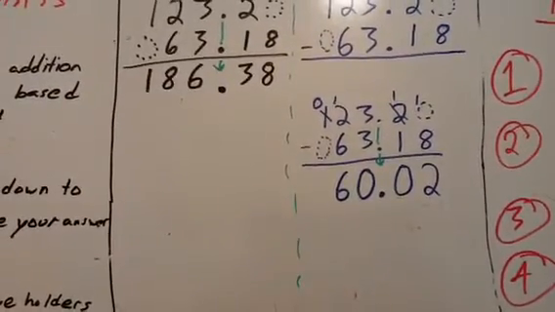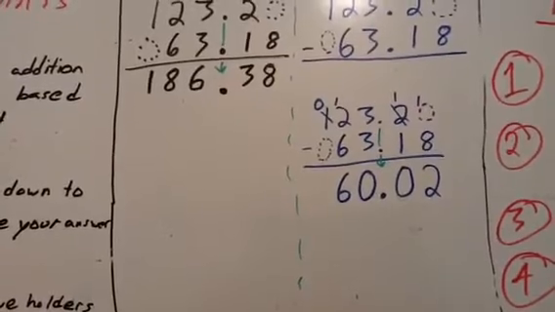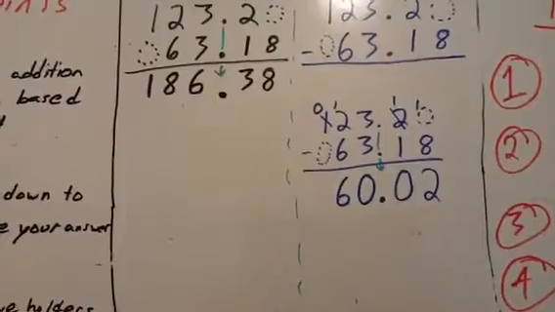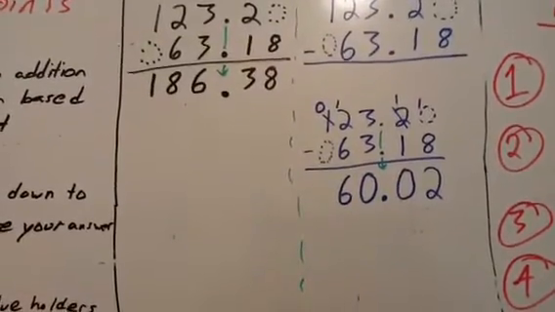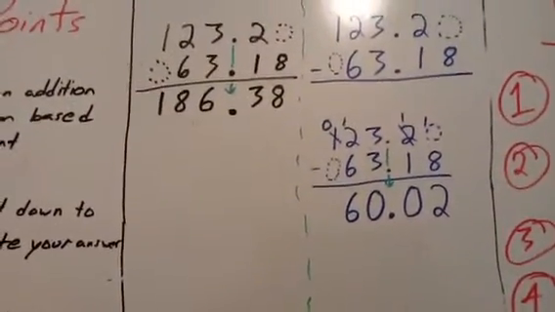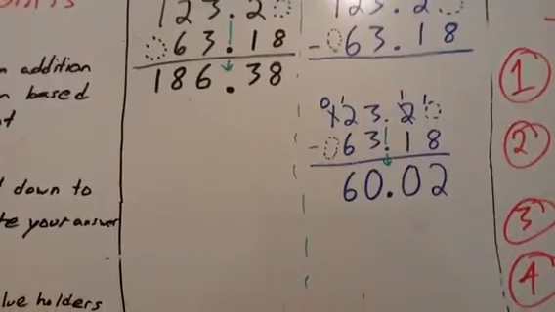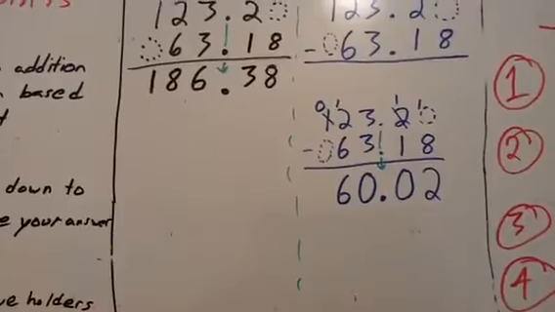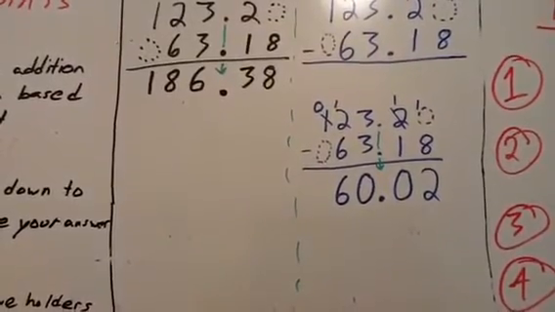Just as in any subtraction problem, I'm going to borrow from the 2, so that 0 becomes a 10. 10 minus 8 is 2. Since I borrowed from that 2, it's now a 1. 1 minus 1 is 0. Decimal point goes right there. 3 minus 3 is 0. 12 minus 6 is 6. And that's it. My answer is 60 and 2 tenths.